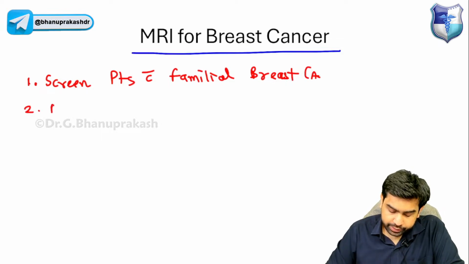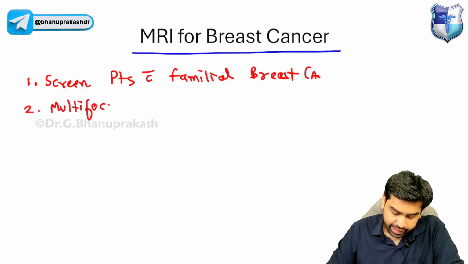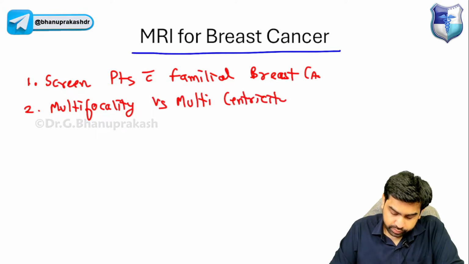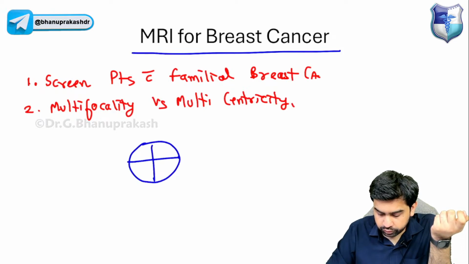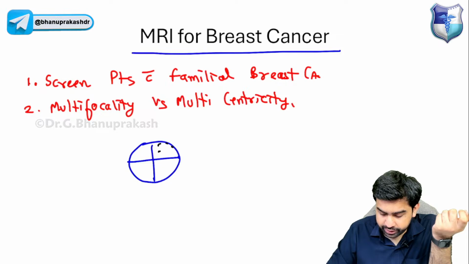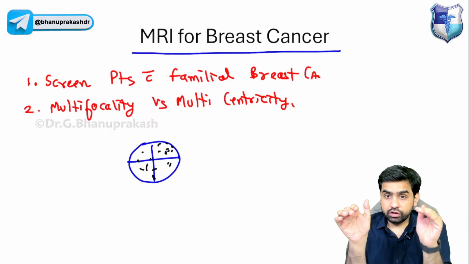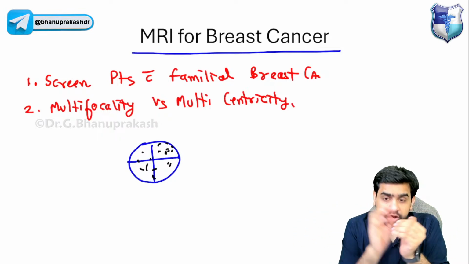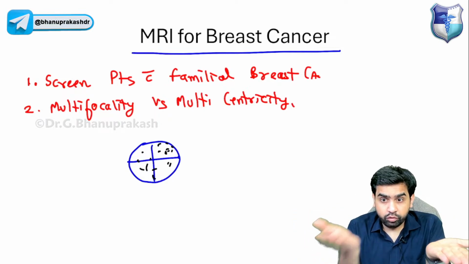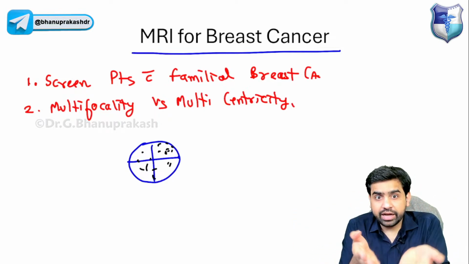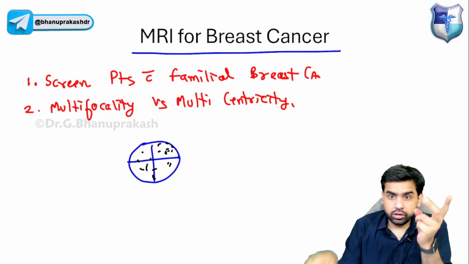What is the second? To look for the multifocality versus multicentricity. It means that, this is the breast, right? So we have the 4 quadrants of the breast. What you need to understand is whether the tumor is limited to one particular quadrant or it is present in the other quadrants as well. So in order to see whether that particular tumor is localized to one particular place or it is uniformly distributed in the entire breast tissue, that is what you need to understand about the multifocality and the multicentricity. In order to understand that, yes, you have to perform an MRI. Okay, so that is another important thing.